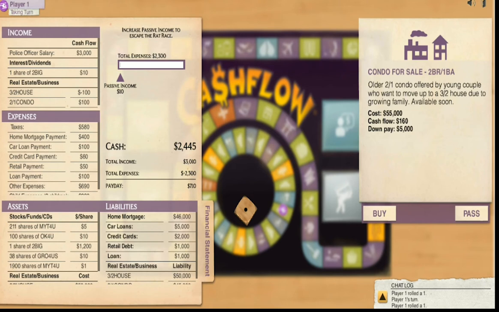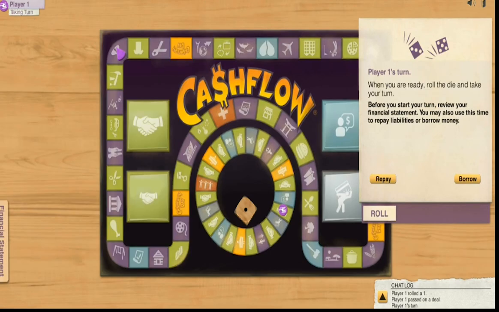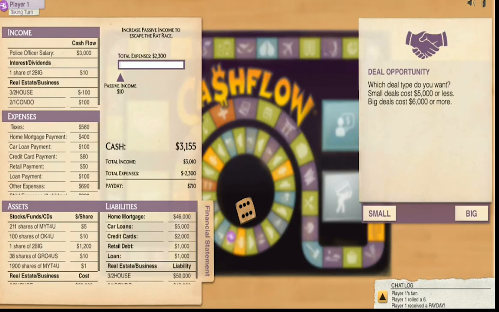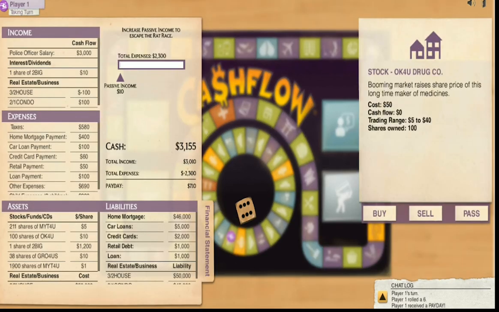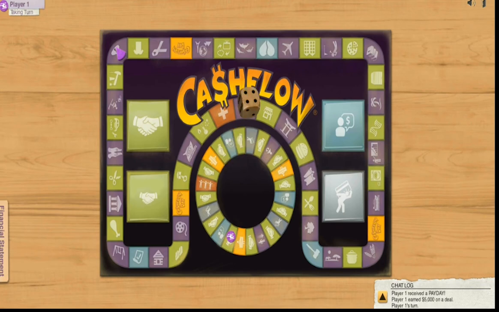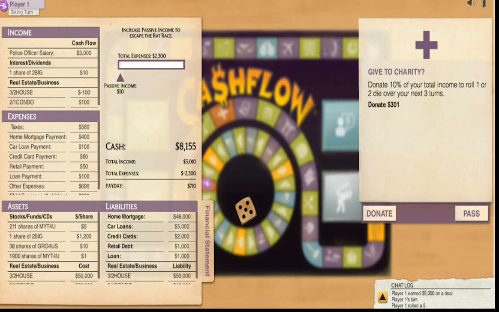Down payment 5,000, but I don't have enough money, so I have to pass. Here cost 50. Wow, I will make good profit if I sell, because it's more expensive than I bought. Donate.